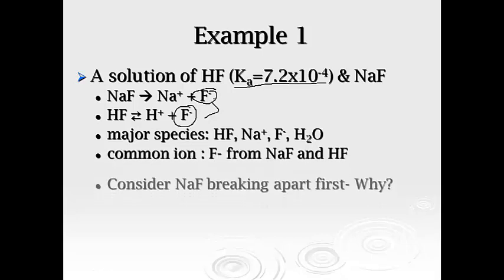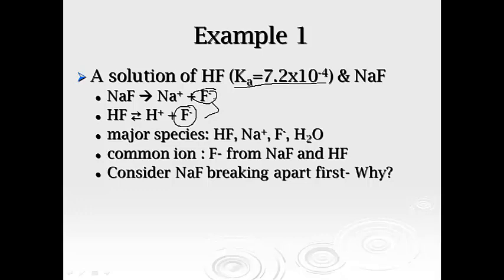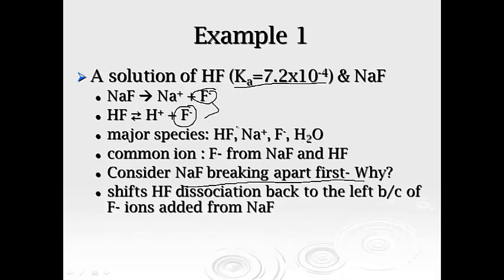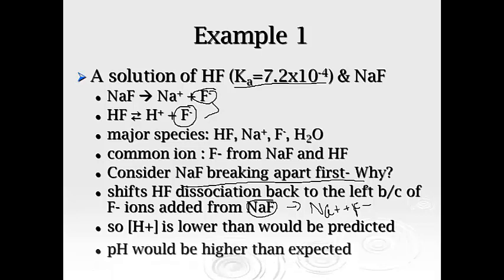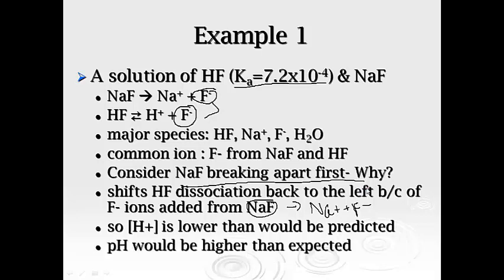Again, the common ion is from the sodium fluoride and the hydrofluoric acid. Why do we want to consider breaking apart the sodium fluoride first as opposed to the hydrofluoric acid? Well, hydrofluoric acid is a weak acid, essentially a weak electrolyte. So it may force the equilibrium back to the left, because sodium fluoride is soluble, which means it will completely dissociate into the sodium and the fluoride ion. What it's going to do is force the hydrogen ion to be lower than would be predicted, and the pH will be higher than expected.